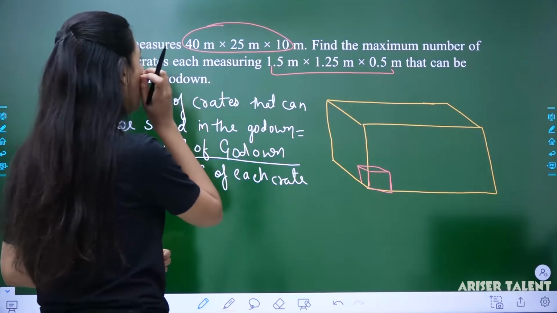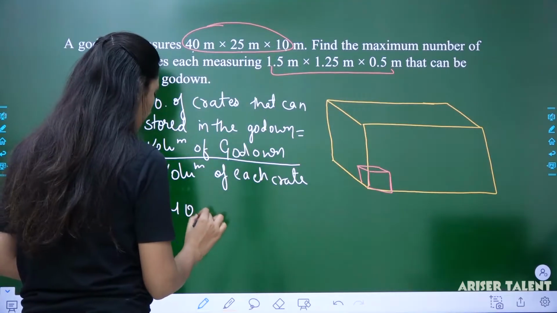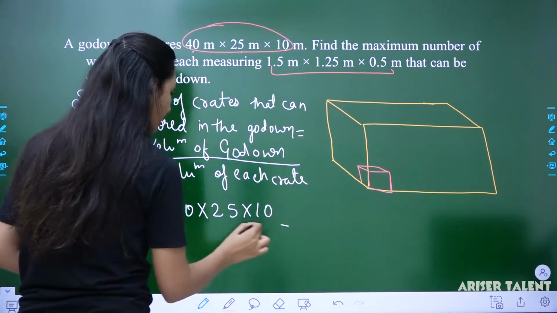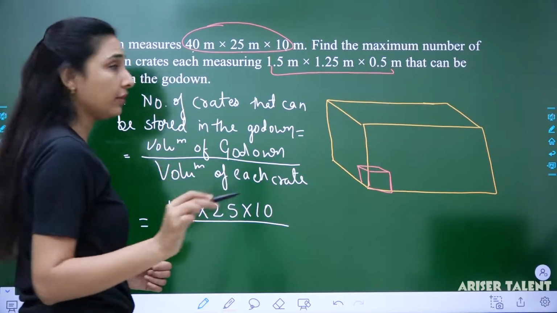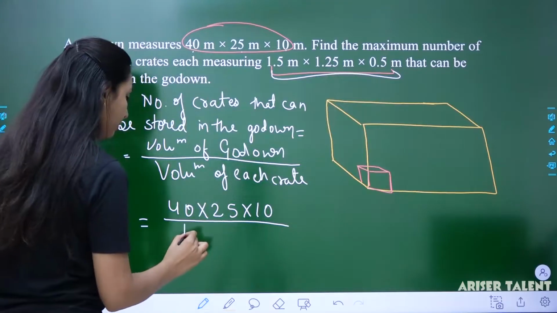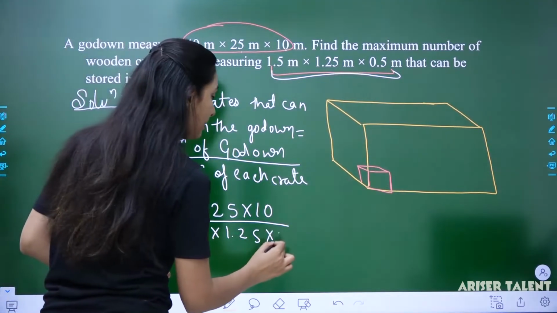Now what is the volume of the godown? 40 by 25 by 10. And the volume of each crate is here: 1.5 multiplied by 1.25 multiplied by 0.5.